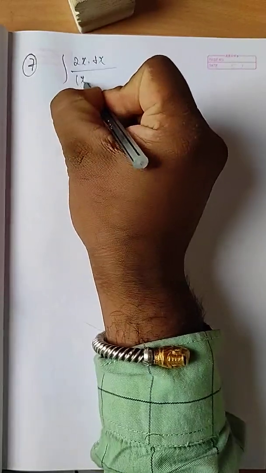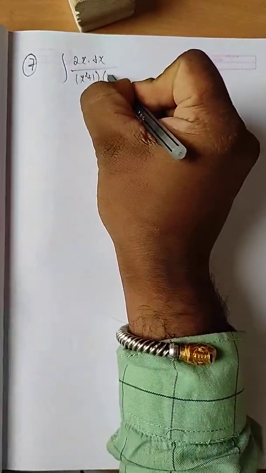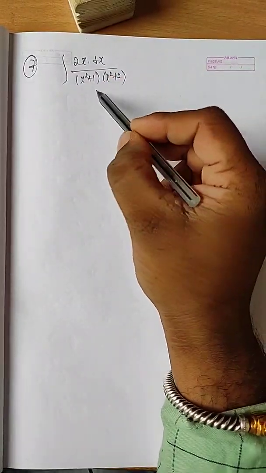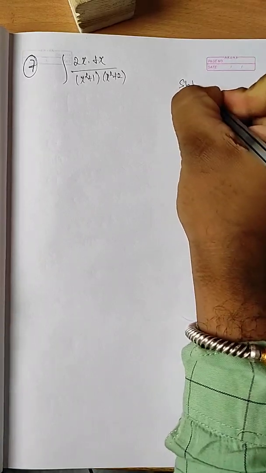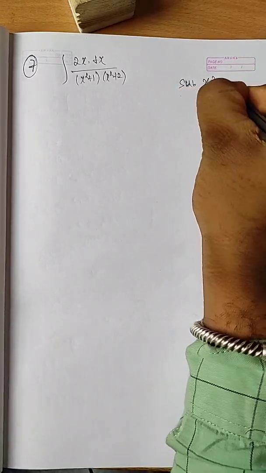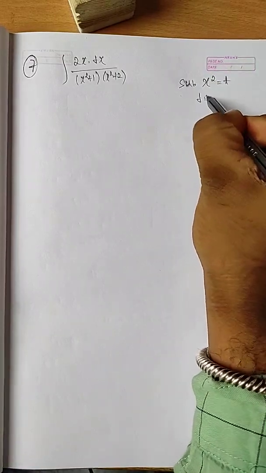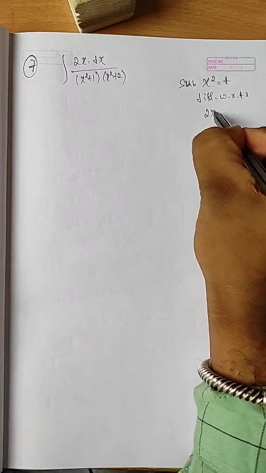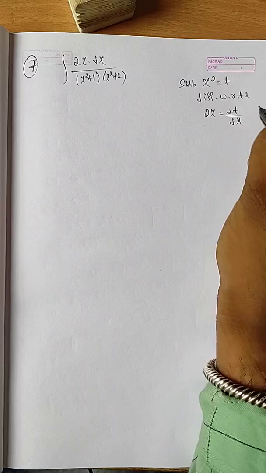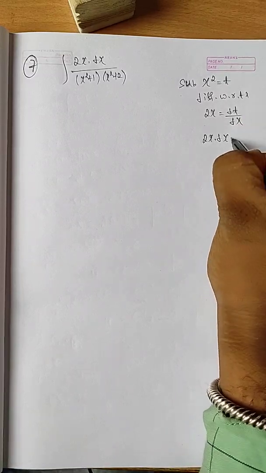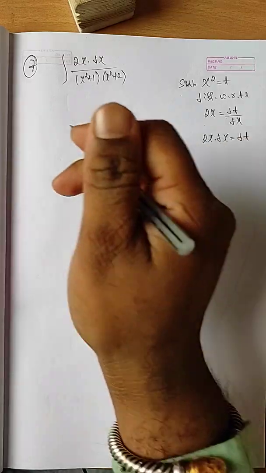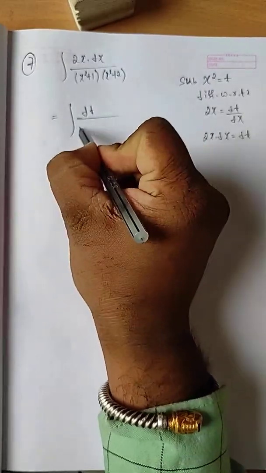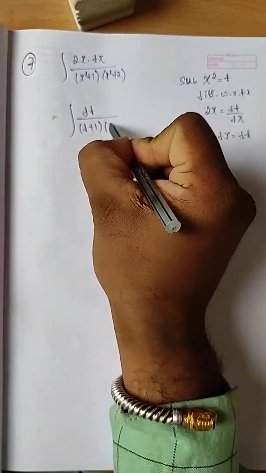Integration of 2x dx by (x square plus 1) into (x square plus 2). Is it clear? In this given problem I am substituting x square is equal to t. Differentiate with respect to x: the derivative of x square is 2x, so 2x equals dt by dx. Means 2x dx is equal to dt. This becomes the integration of dt by (t plus 1) into (t plus 2).